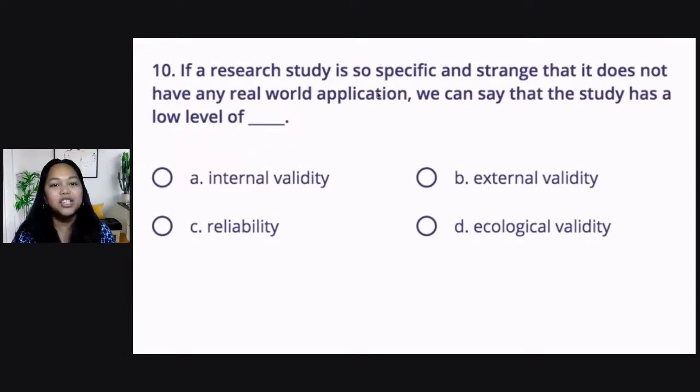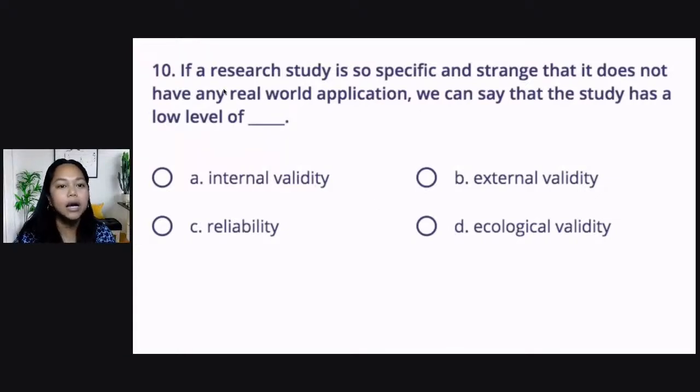If a research study is so specific, so strange, that it does not have any real-world application, we can say that the study has a low level of, now remember your reliability in research, parehas lang naman yung meaning ng reliability as with your education, no? Yung reliability mo sa assessment. So, sa assessment mo sa education, reliability is the consistency of scores, okay? Consistency of scores. Now, in research, we have 3 different types of validity.